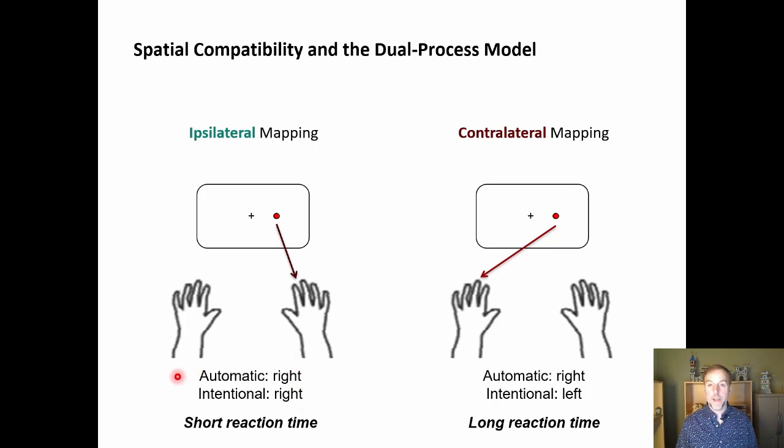So you really just need to know these 2 things. What does the automatic process want to do? What does the intentional process want to do? And how does that affect your reaction time? Contralateral example over here. The automatic response would be right. The intentional response would be left because it's contralateral. Because those conflict, we're going to have a longer reaction time.